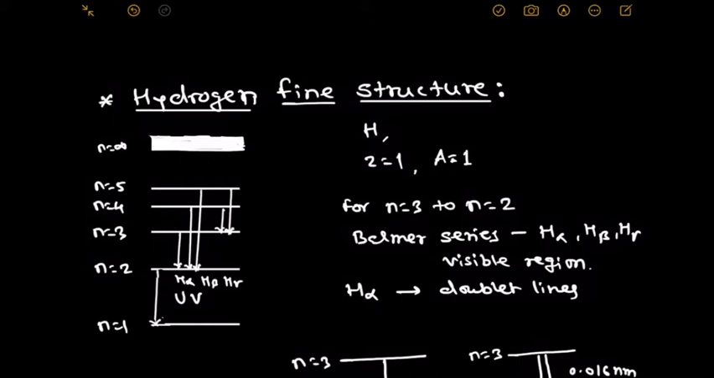The other transitions, like n equal to 3 to n equal to 2, give the Balmer series. In that Balmer series, the different spectral lines seen here are H alpha, H beta and H gamma. All the lines are observed in the visible region. The transition from n equal to 3 to n equal to 2 gives the H alpha line, n equal to 4 to n equal to 2 gives the H beta line, and n equal to 5 to n equal to 2 gives the H gamma line.